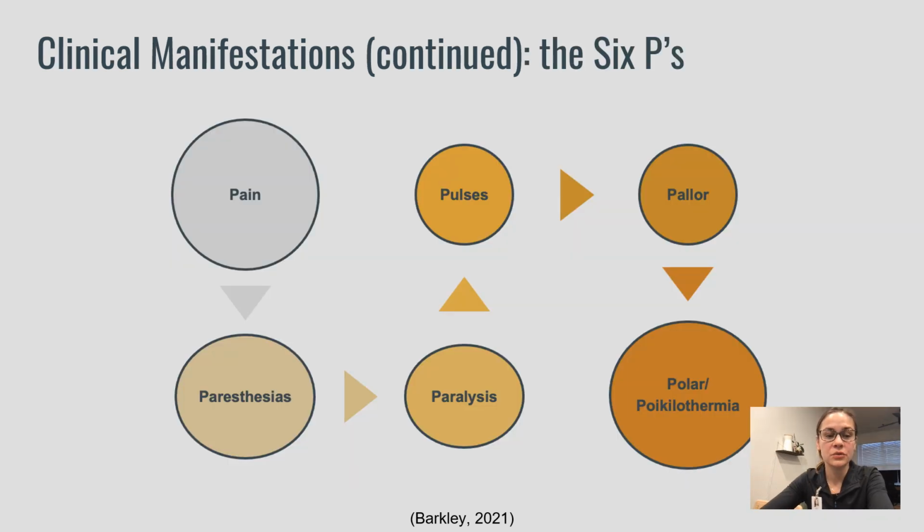For compartment syndrome, you will often hear about the 6 Ps, which were actually discussed on the previous slide. But the 6 Ps are pain, paresthesias, paralysis, pulses, pallor, and polar or poikilothermia.